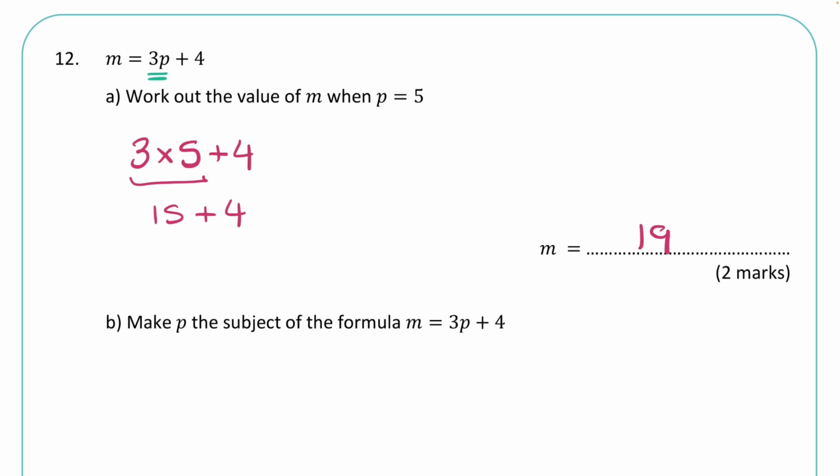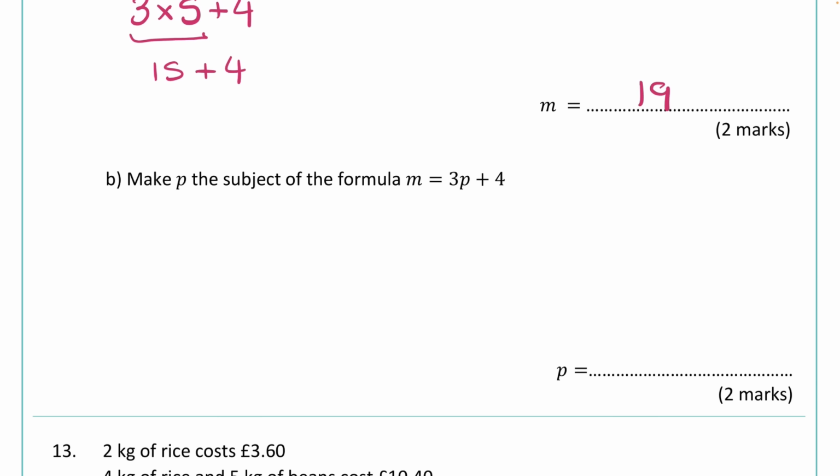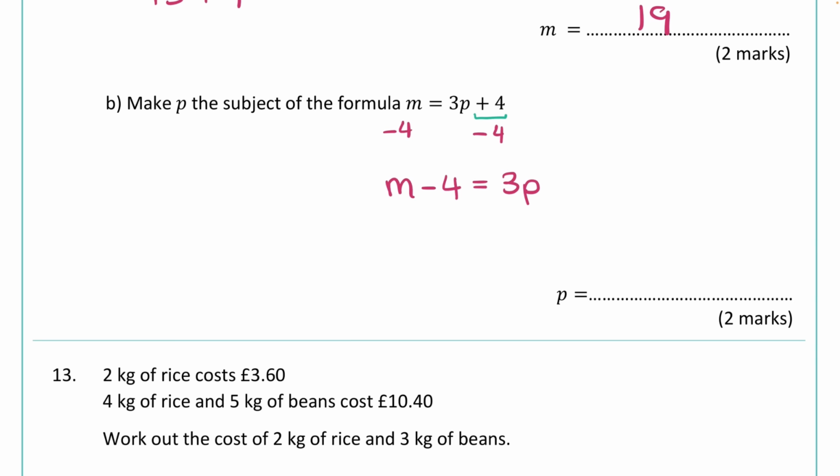For part B, it says make p the subject of the formula. So to make it the subject, we first need to get rid of this plus 4. So we will do minus 4. When we minus 4 from both sides, we get m minus 4 is equal to 3p. We want to know what 1p is. That's what making p the subject means. So to do that, we're going to need to divide by 3.